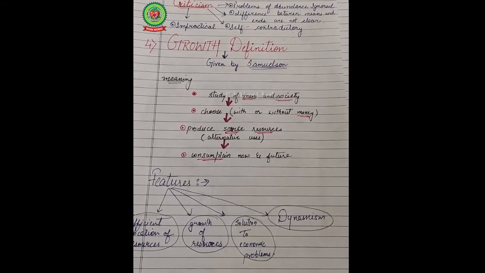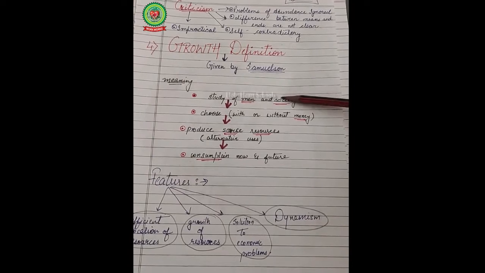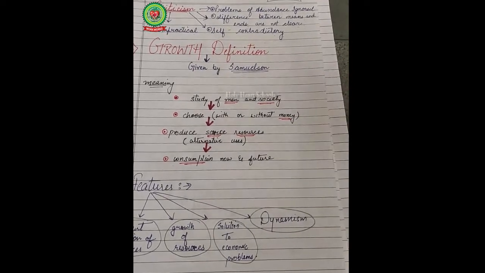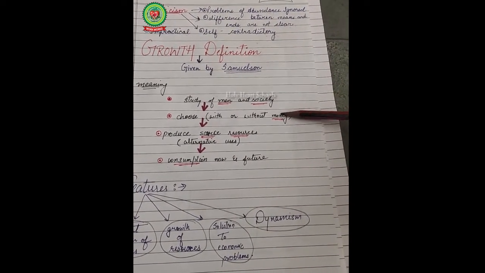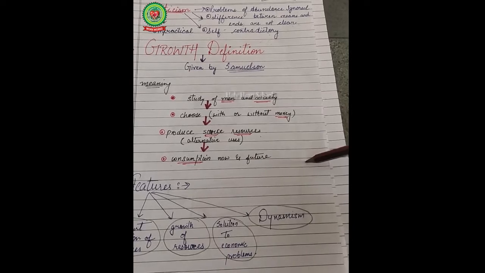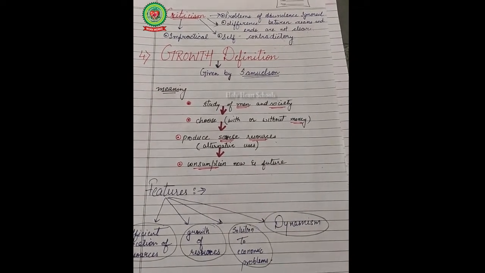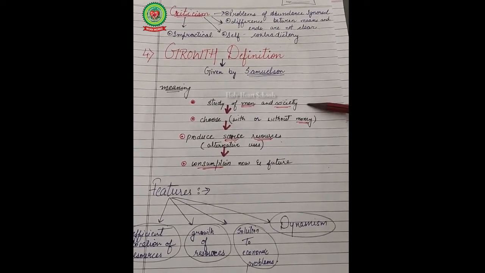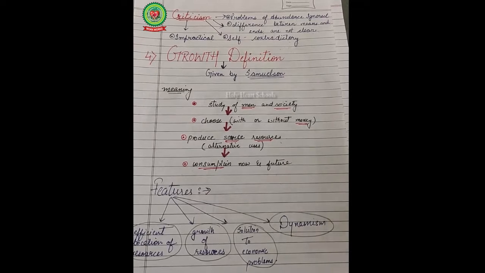The growth definition is given by Samuelson. He said that it is the study of how man and society choose, with or without money, to employ their resources that have alternative uses, so that they can consume now and in the future, get growth, and increase things in the future. Simply, man has to study how he chooses and produces things so that he can consume now and in the future.